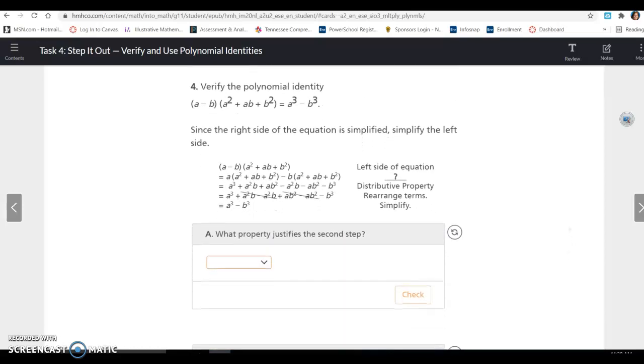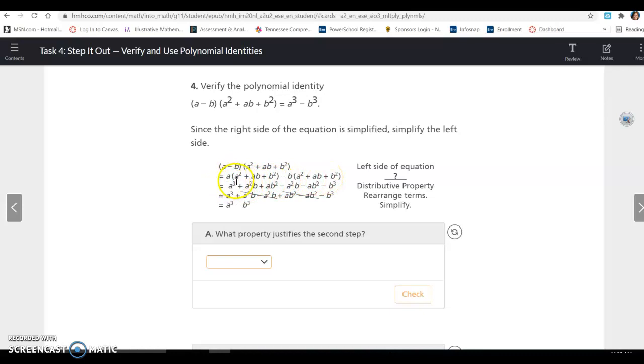All right, so it says to verify the polynomial identity. So here, since the right side of the equation is simplified, simplify the left side. So this side's already as simple as it gets. So we're going to simplify this side. So you're going to take A and multiply it by everything in this trinomial here. And then you're going to take negative B and multiply it by everything here. So you can see they've done the exact same thing here, except they've written it out. So you have A times this polynomial, and then you have negative B times this polynomial. So that's what they did in this first step.